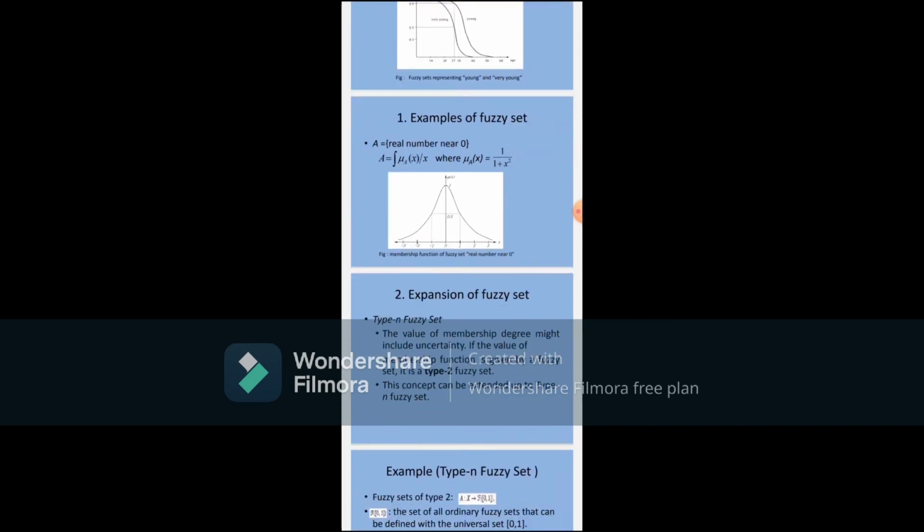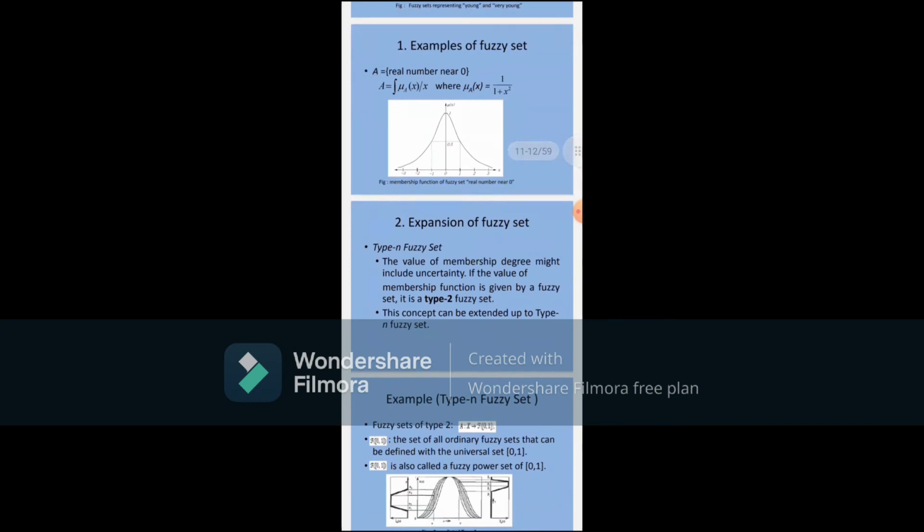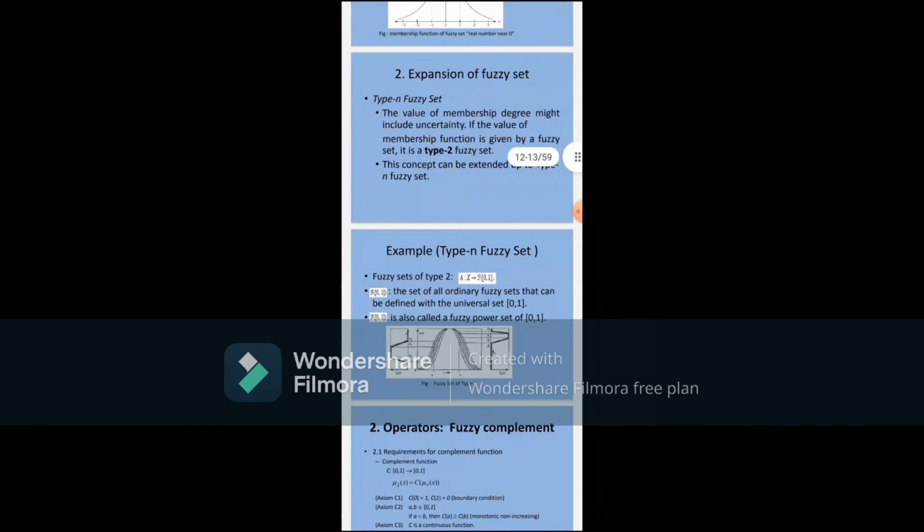Expansion of fuzzy set: type n fuzzy set. The value of membership degree might include uncertainty. If the value of the membership function is given by a fuzzy set, it is a type 2 fuzzy set. This concept can be extended up to type n fuzzy set. Example: type n fuzzy set. Fuzzy sets of type 2. The set of all ordinary fuzzy sets that can be defined with the universal set is also called a fuzzy power set of [0,1].